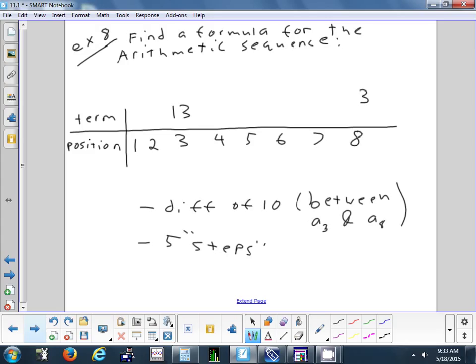Try to think of it as like you're walking steps from a sub 3 to a sub 8. Okay. And the quick way to do that is take the term you're at, the 8th term, the 3rd term, subtract those two numbers. That's how many steps apart they are. 5 steps.